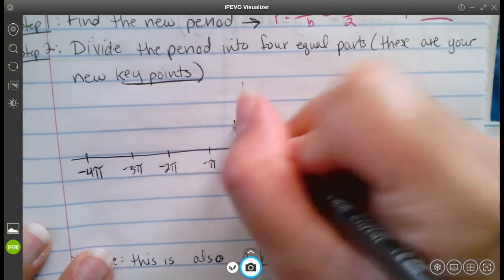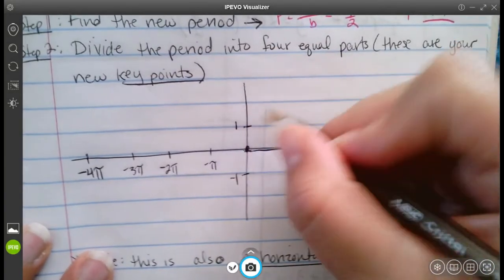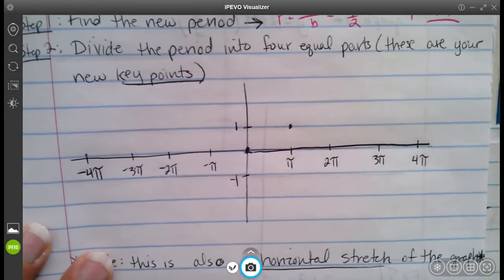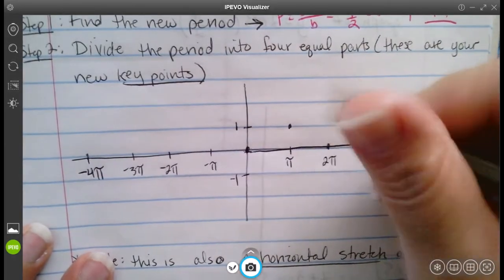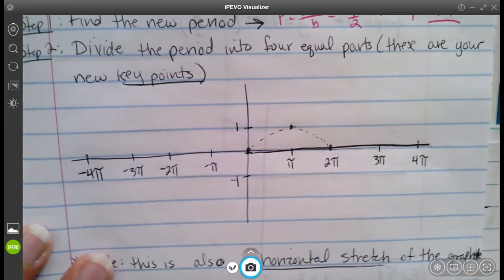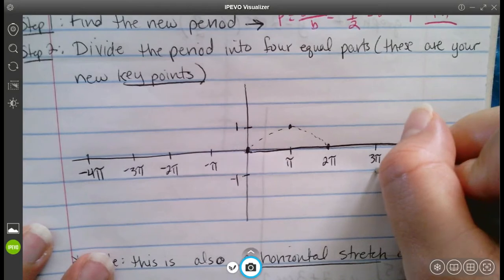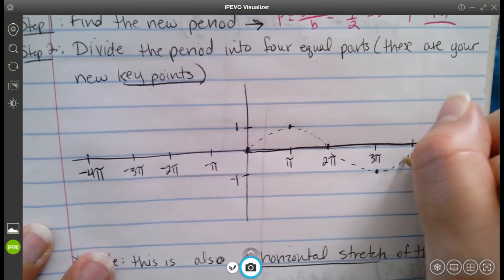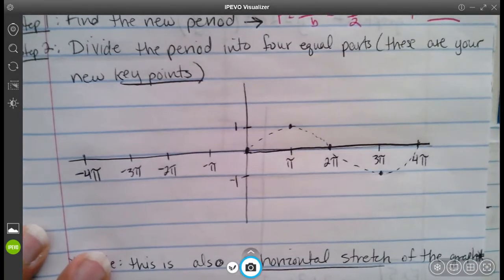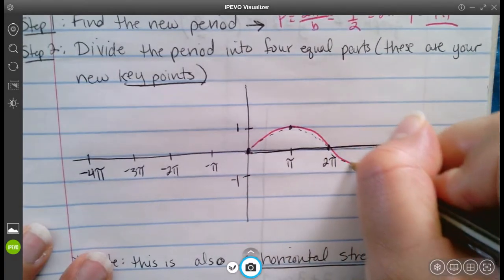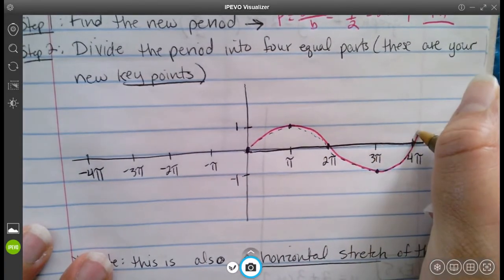Remember, this is 1, this is negative 1. This first point right here will be our new maximum. This will be our next intercept. We're just following what we know sine looks like. 3 pi will be our negative 1, and this will be our intercept. And we have done it. So we have graphed our new transformation.